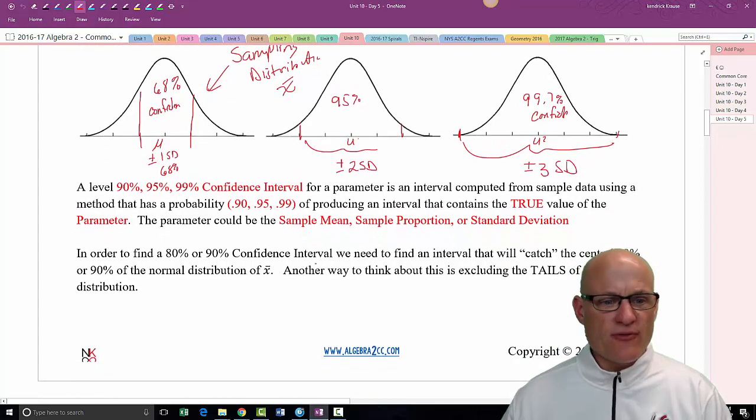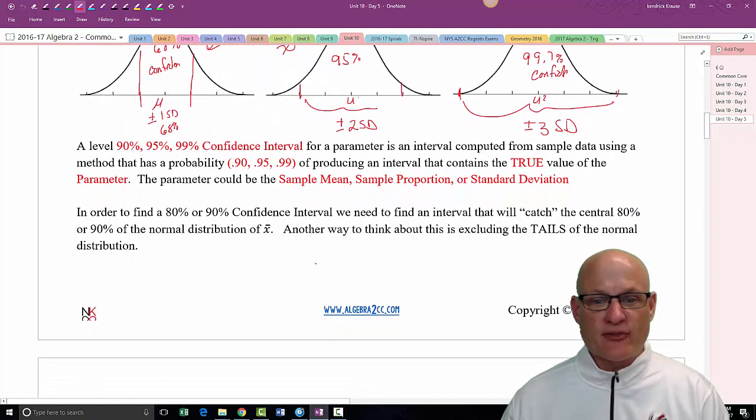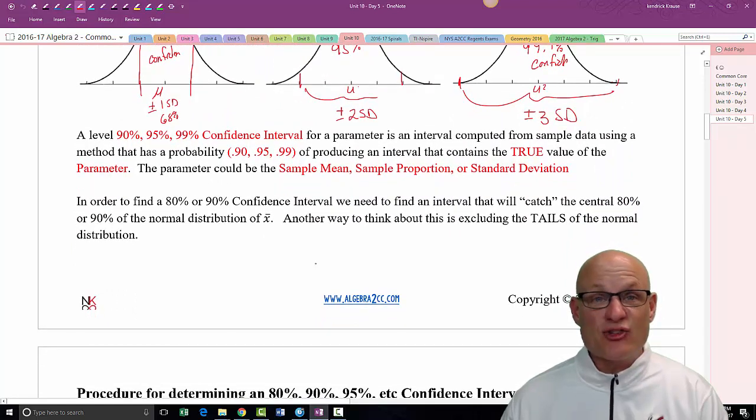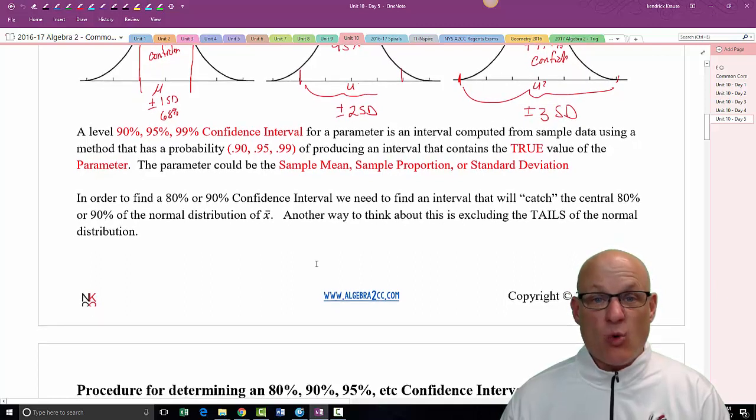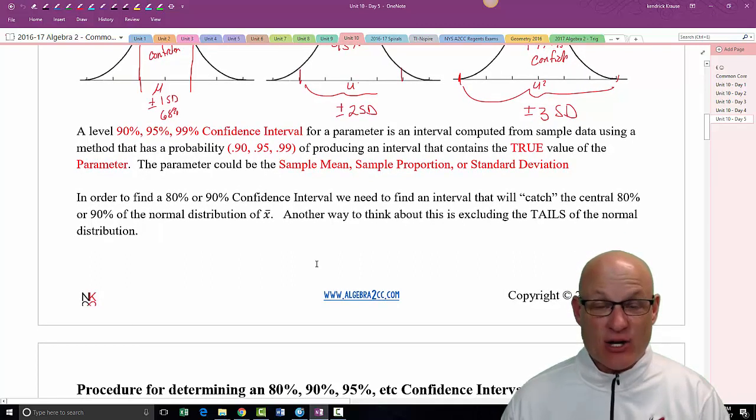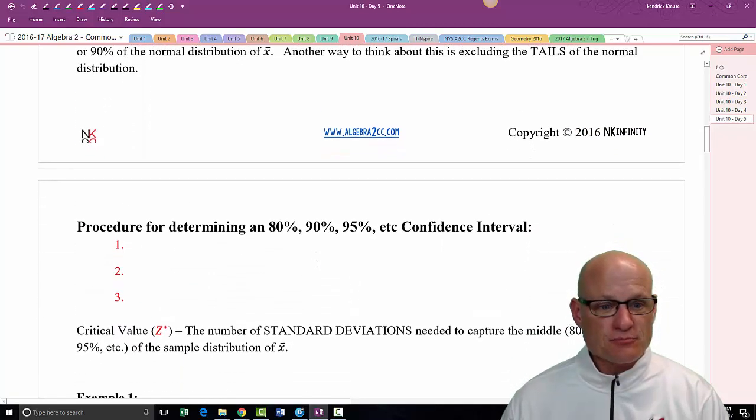Anyway, in order to find an 80 or 90% confidence interval, you need to find an interval that will catch the central 80% or 90% of the normal distribution of x bar. Another way to think about this is we want to get rid of the tails. Now remember, our table tells us about the tails, but we want to get rid of the tails. And we did a little bit of that in Unit 8.